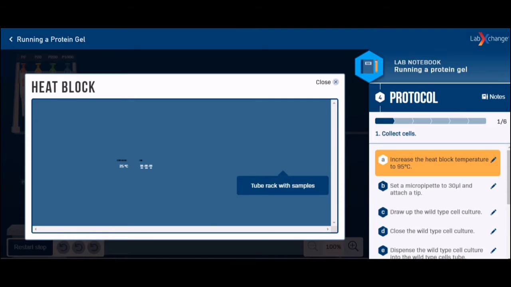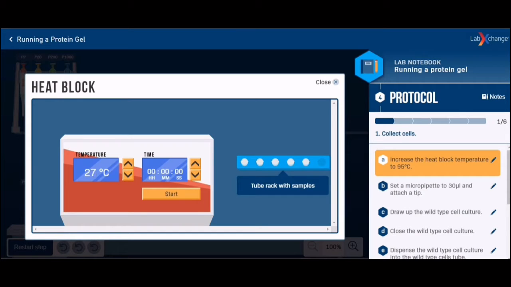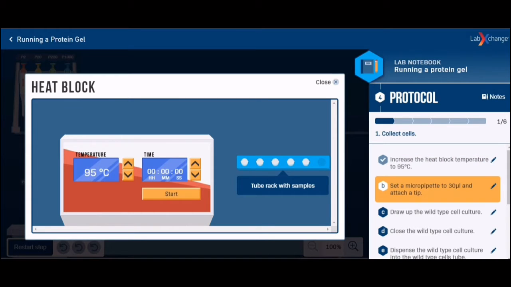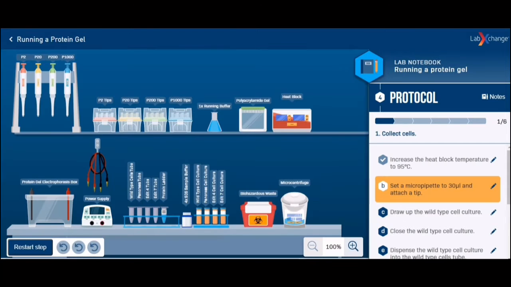Okay, now we will start with the first step, which is collect cells. The first step for collecting cells is to increase the heat block temperature to 95 Celsius. Next, we will set a micropipette to 30 µL and attach a tip.